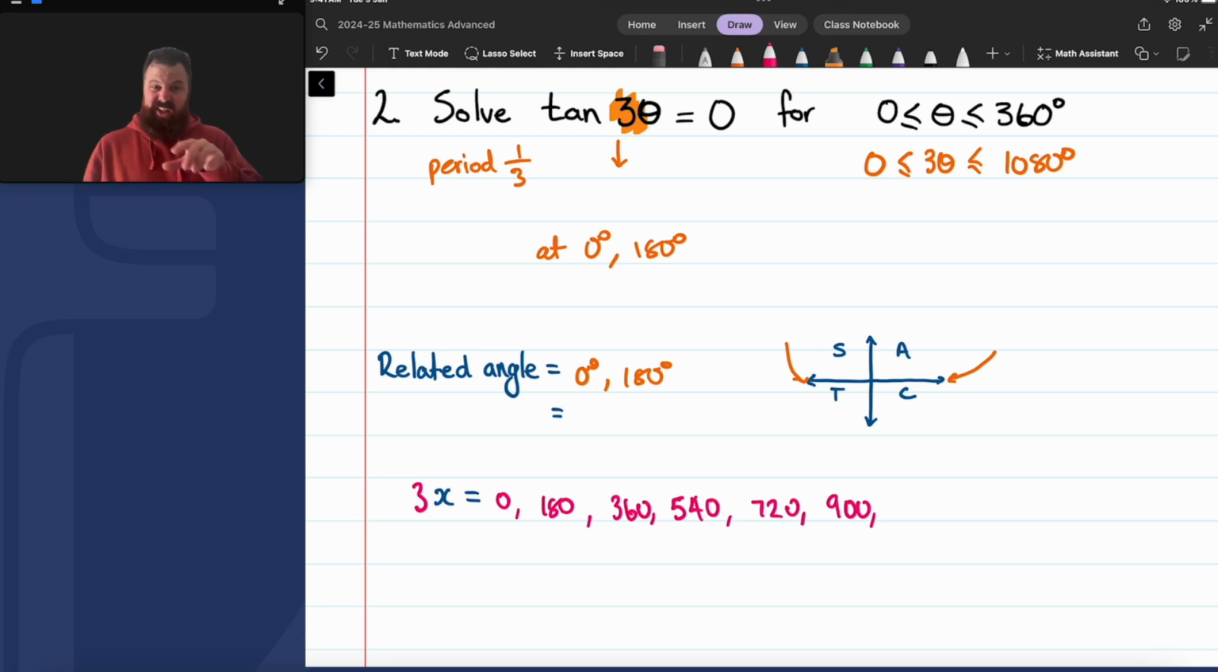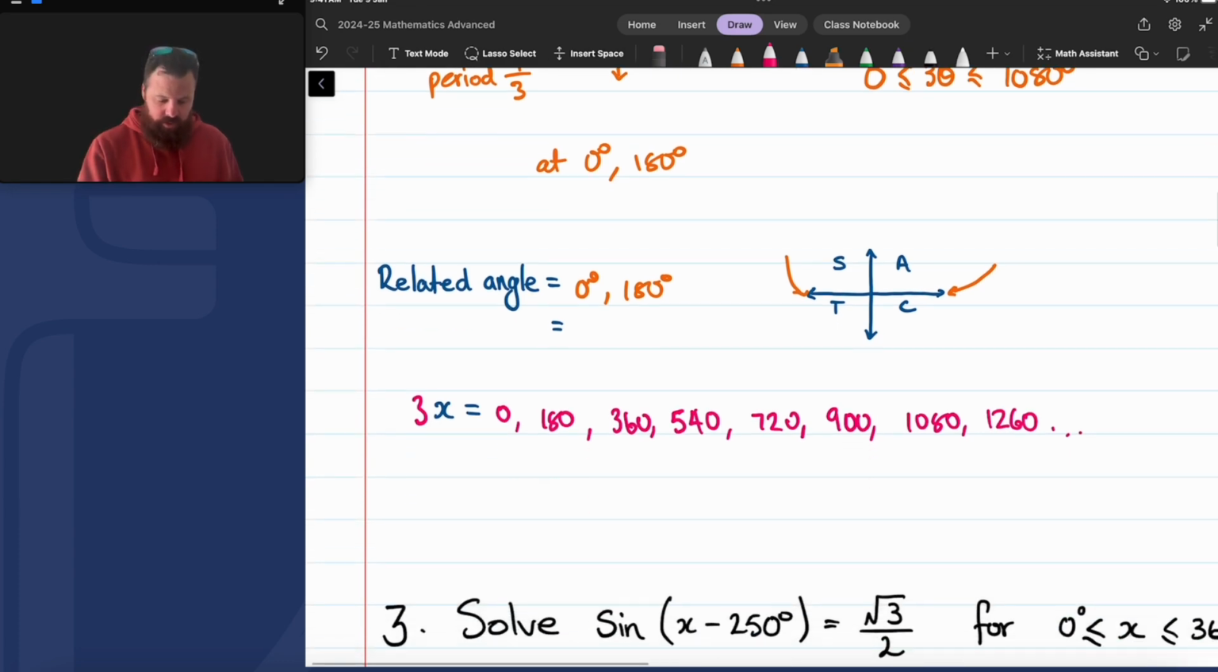Let's just continue. I think that might be the end of it. Not sure. Let's keep that pattern going just for a little bit. So we've gone 0 and 180, 360 on from that, 360 on that. So now I need to go 360 on from 720, which is 1080. And then a little bit further than that, 900 plus 360 is 1260. All right. And that pattern would continue.